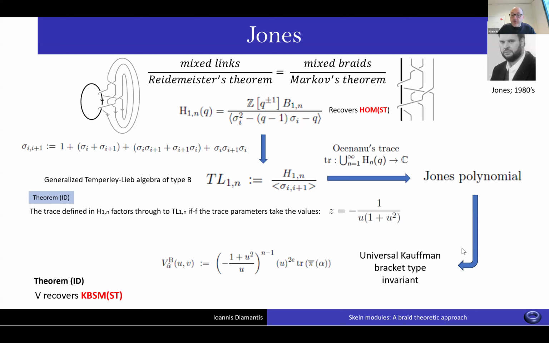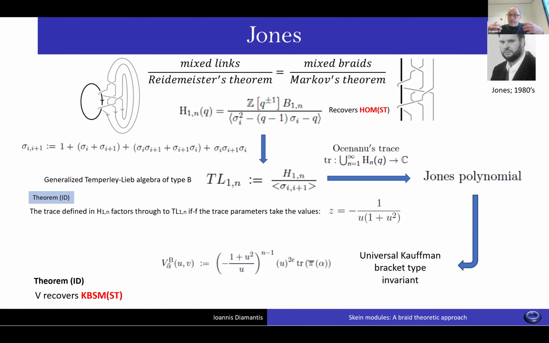Kauffman bracket type invariant for knots and links in the solid torus, which is very important because it will be, let's say, the starting point for generalizing this invariant for knots and links that live in lens spaces. All right, and I prove that this invariant recovers the Kauffman bracket skein module of the solid torus.